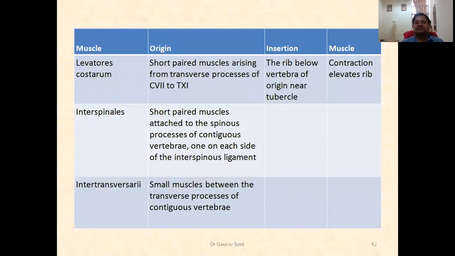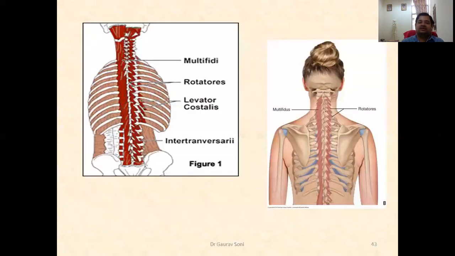You can see this chart. We have already talked in detail on the previous slides, so you can go through it. Levator costarum origin is from C7 to T11. Insertion is the rib below the vertebra, near the tubercle, acting in contraction. Then there are interspinalis and intertransversalis. You can see the diagram.